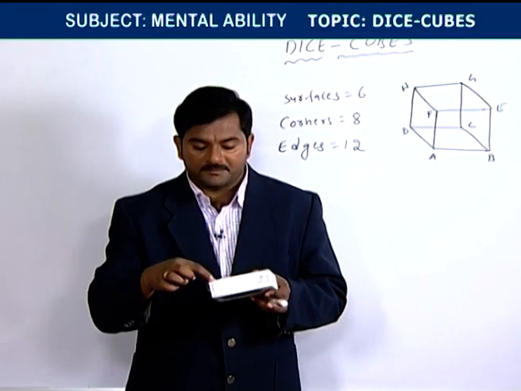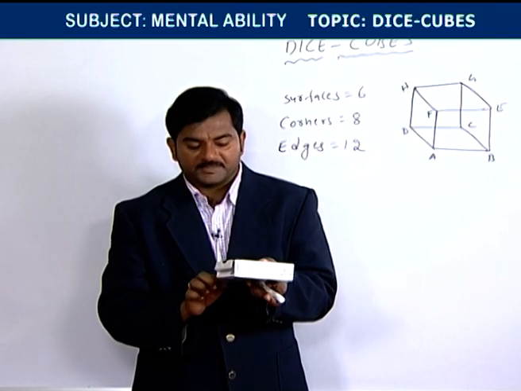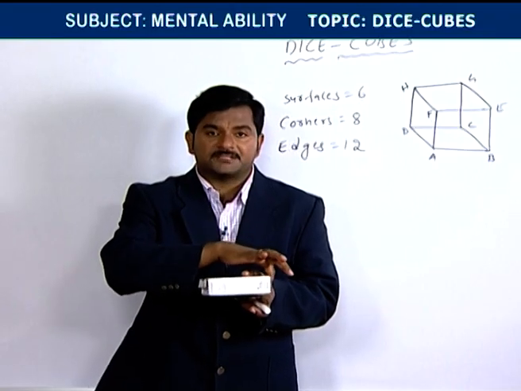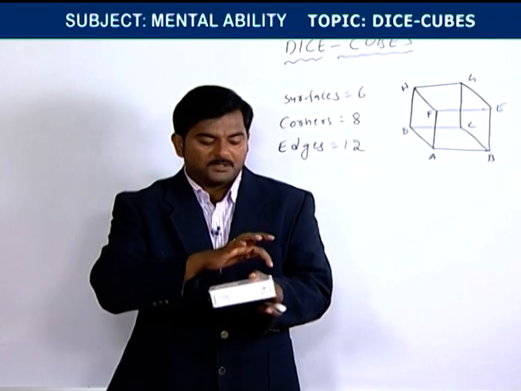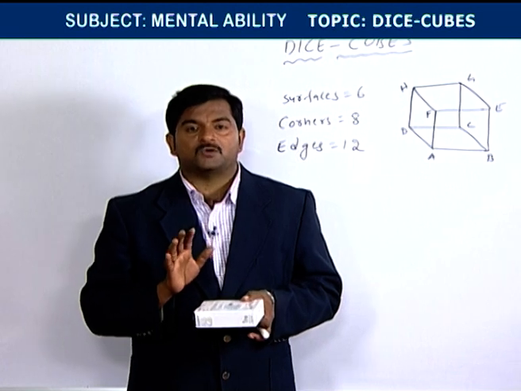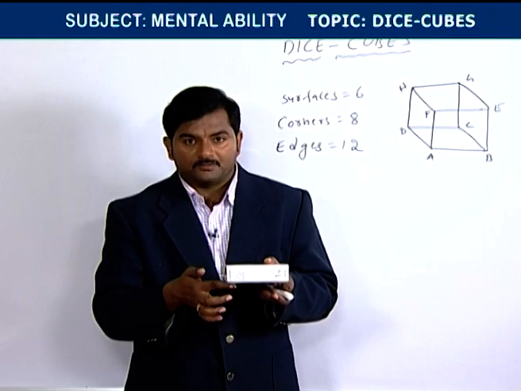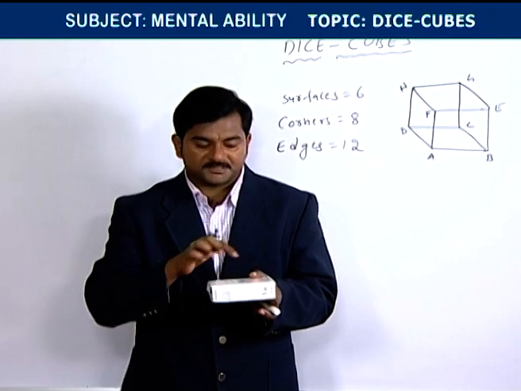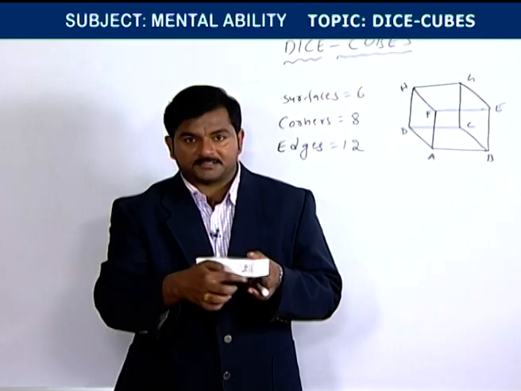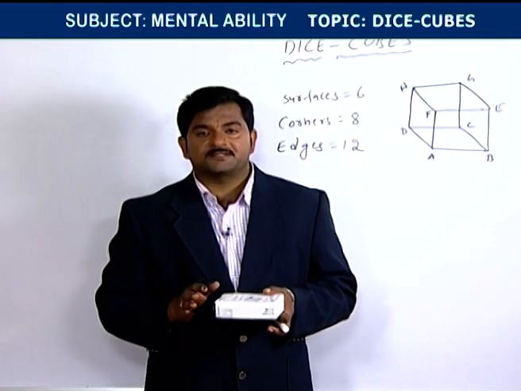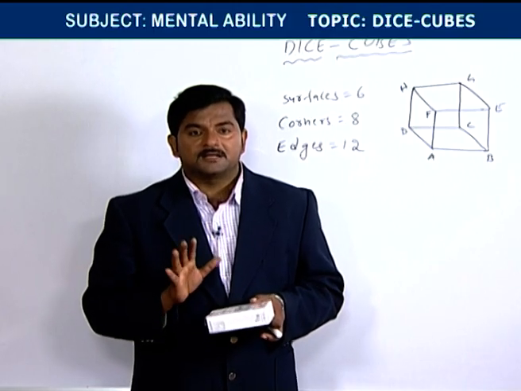See, observe here, 1 2 3 4 5 6 7 8. These are the 8 edges and 9 10 11 12. Therefore we are getting total 12 edges. I repeat once again, 1 2 3 4 5 6 7 8. These are the 8 edges and 9th 10th 11th and 12th. So hence a cube or a die is having 6 surfaces, 8 corners and 12 edges.